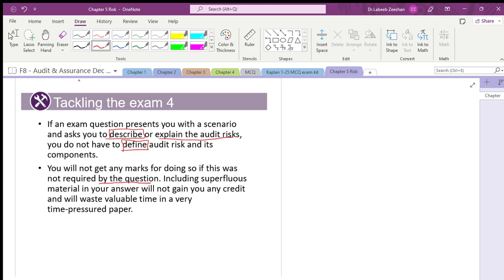Including some superfluous material. Don't write high language. They don't focus on language. Very simple. I'm telling you, they focus only on content. Superfluous material in your answer will not gain you any credit. Don't say that I have to give good language. See, this is all over the world. Is it right? English language comes second. The content will come first. And you will waste valuable time in a time-pressured paper.